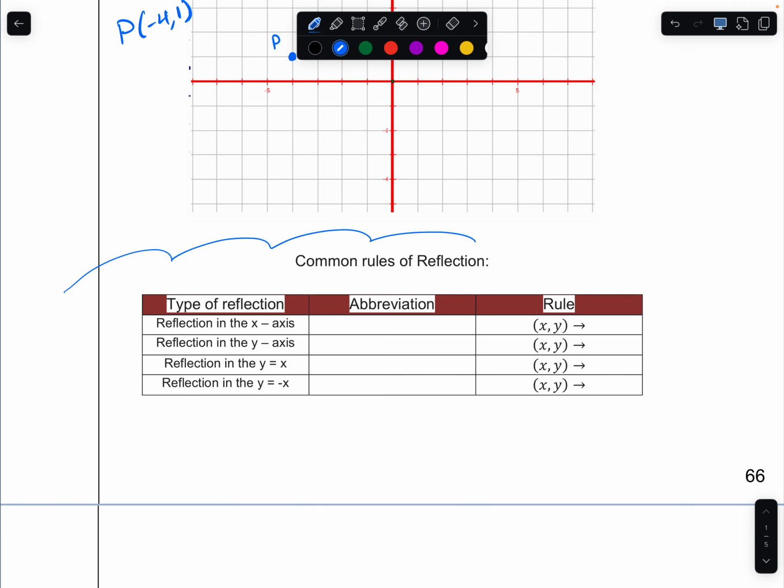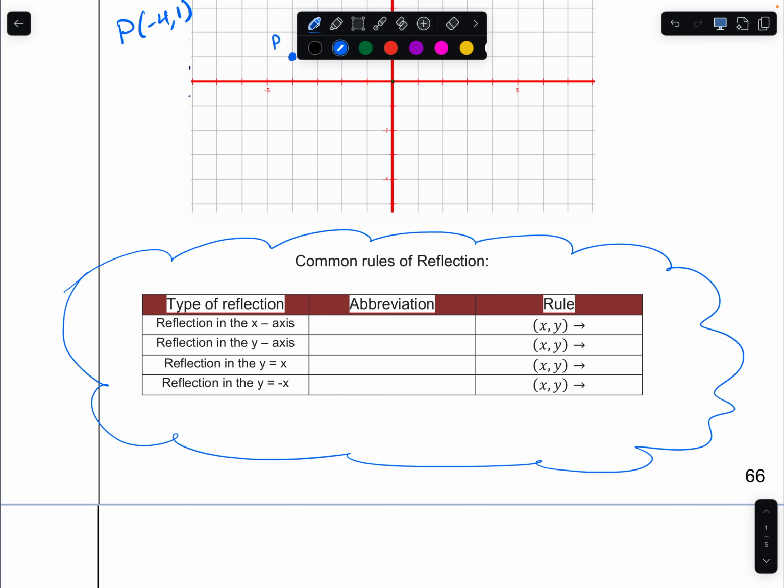This table is going to be pretty important. I don't just want to give you the rules right away, though, so we're going to fill this in. We'll come back at the end of the video and write down some rules, but I want to see if you can come up with them on your own.